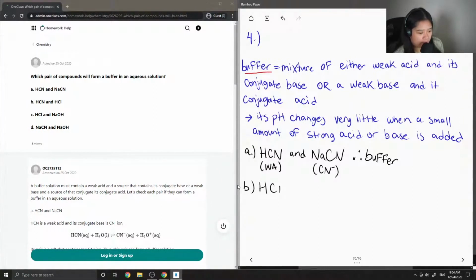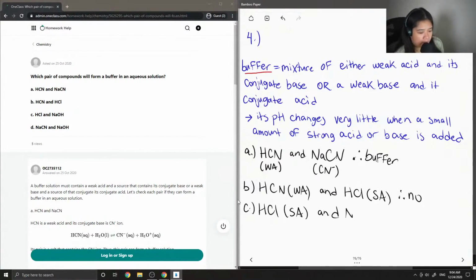B, we have HCN again, which is a weak acid, and HCl. So this is a strong acid, so mixing the two acids together will not make a buffer solution. C, we have a strong acid, which is HCl, and we also have a strong base, NaOH. So since they are both strong, they'll just neutralize each other and won't form a buffer, so therefore no.